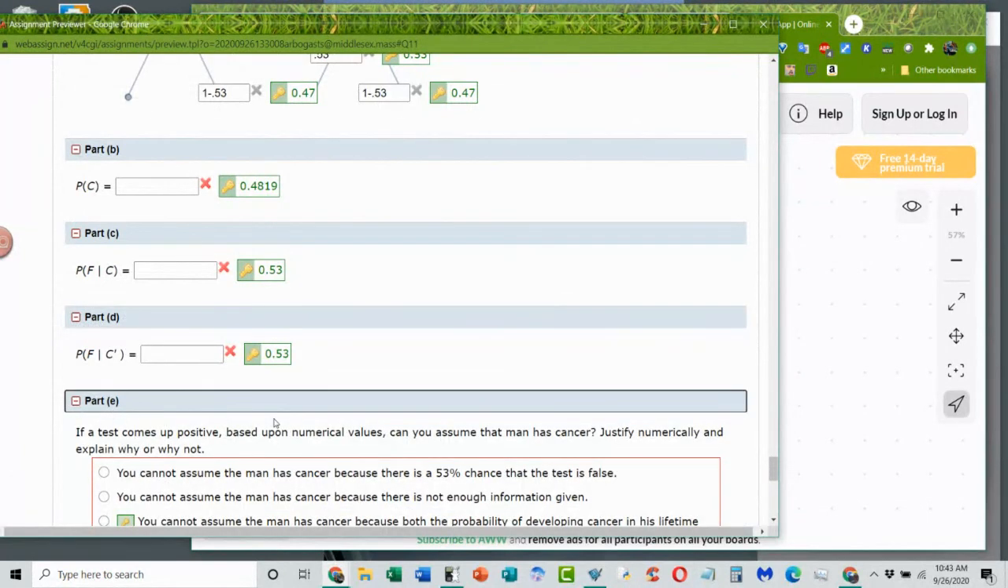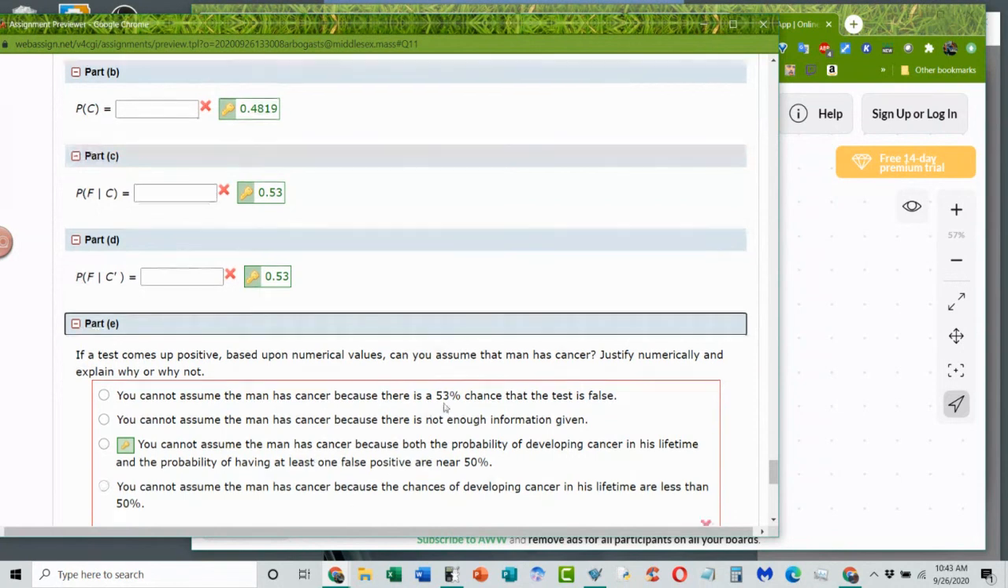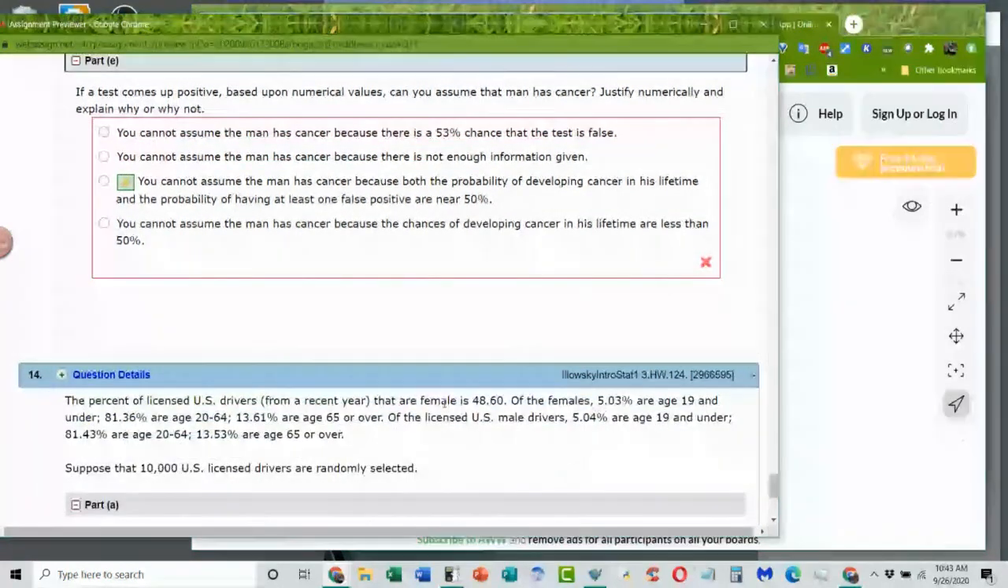And then would you take it? If a test comes back positive, can you assume you have cancer? The answer is no, because it's wrong 53% of the time. So it's a 50-50. If it comes back positive, it could be right. It's right half the time and wrong half the time. If you don't have cancer, it's also right half the time and wrong half the time. So this test is not useful. It seems dumb that they would even ask this kind of question. I don't know.